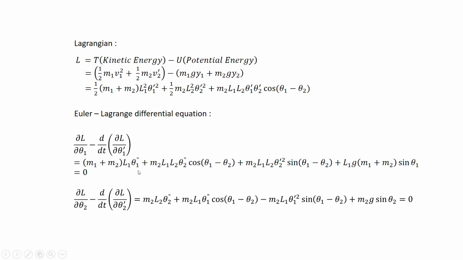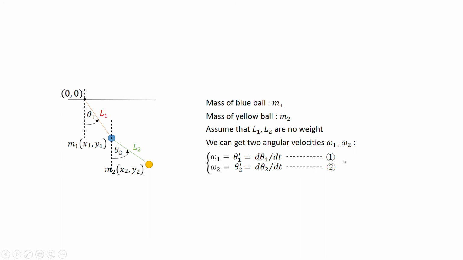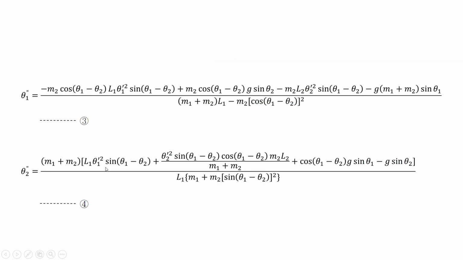You can observe that we have the second derivative of theta 1 and the second derivative of theta 2 in these two equations. So we can solve this simultaneous equation. Now we can get the second derivative of theta 1 and the second derivative of theta 2, denoted as equation 3 and equation 4. So we have equation 1, equation 2, equation 3, and equation 4.